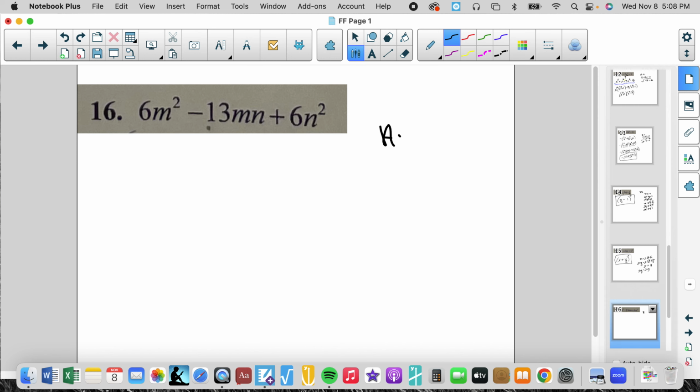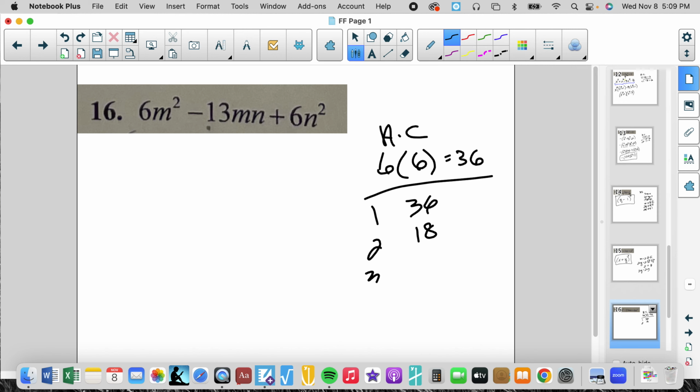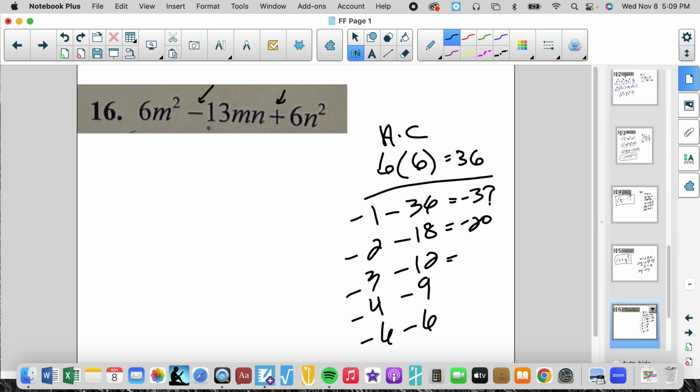So we're going to have to do a times c. And a is 6, c is 6. So we get 36. Factors of 36 are 1 and 36, 2 and 18, 3 and 12, 4 and 9, 6 and 6. Signs are the same. Both are negative. So that's negative 37, negative 20, negative 15, negative 13, and negative 12. This is my middle. That's equal to my middle term.